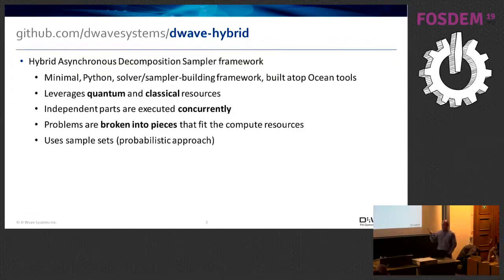And since it's hybrid, basically, as you will see soon, it is a data flow programming model paradigm kind of language. Independent parts are executed concurrently, and the concept of decomposition is inherent. So usually, when you want to use hybrid, you have a large problem. So problems are broken into pieces. And the concept of probabilistic sampling or a probabilistic approach is embedded, core to hybrid, because we use sample sets or sets of samples to represent our solution.